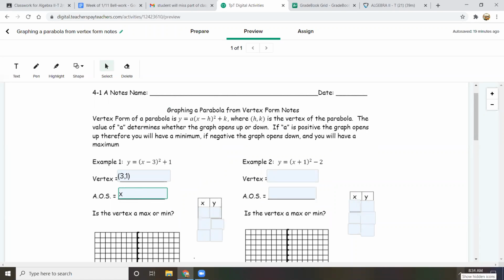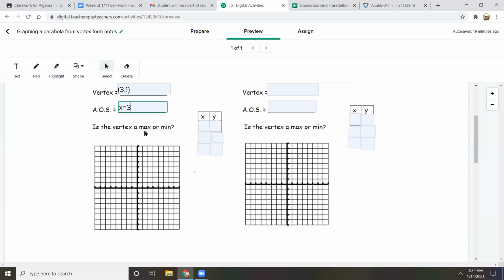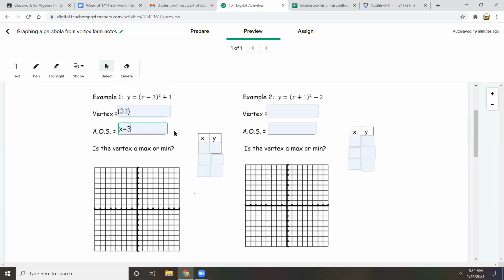Your axis of symmetry is always x equals, and it's the x value of your vertex. So whatever your first number is here is what you're going to set that x equal to. We're going to worry about the max or min once we get our graph. But once you get your vertex, that's going to be the middle row of your table. So whatever you get here, you're going to put that in the middle of your table.